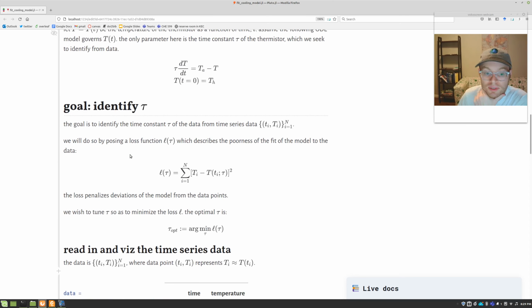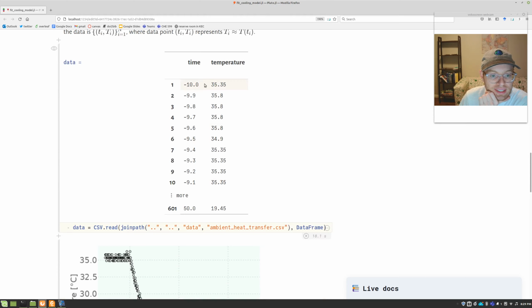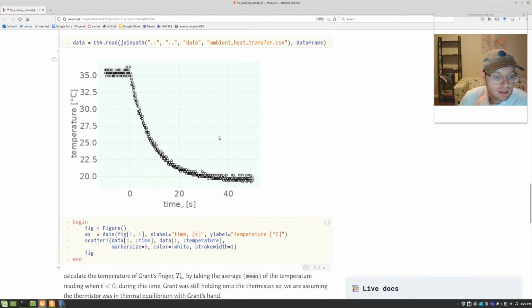How exactly will we do that mathematically? Well, we have time series data, which I'll show you down here. So here I've loaded in the time series data. This is real data from an Arduino. All right, so here's the time, and here's the temperature that was read by the thermistor. And here's a plot of this temperature. Here's time, and here's the temperature of the thermistor.